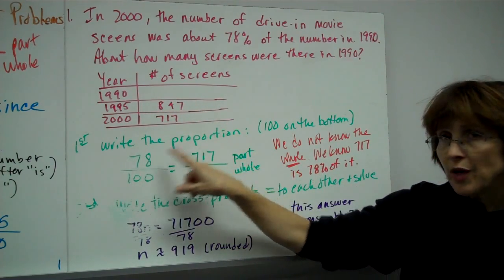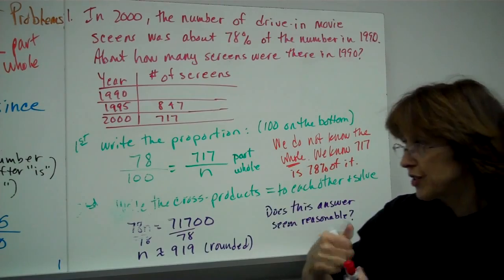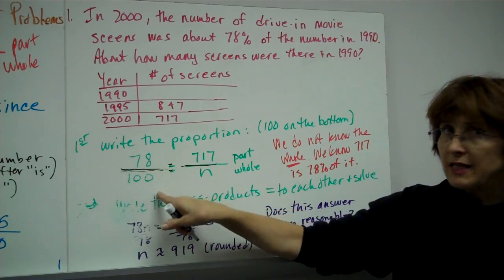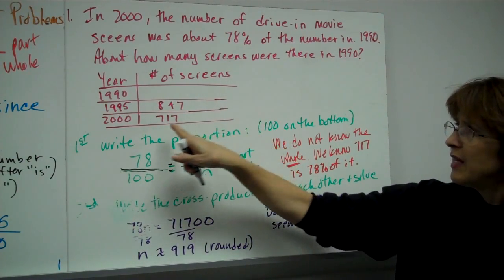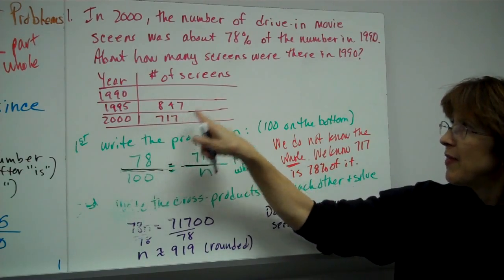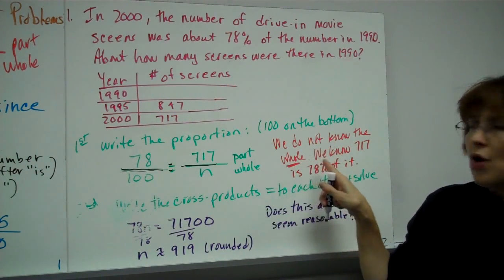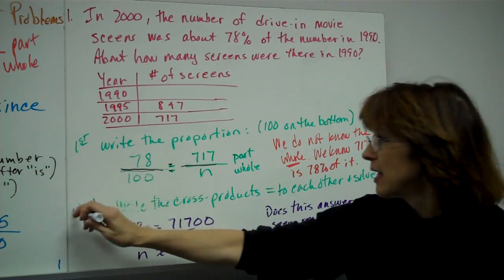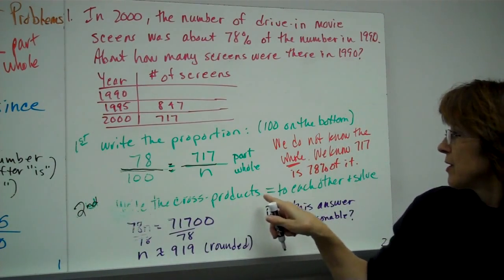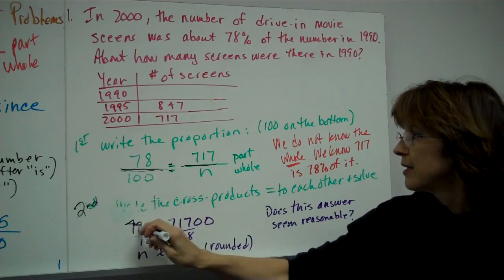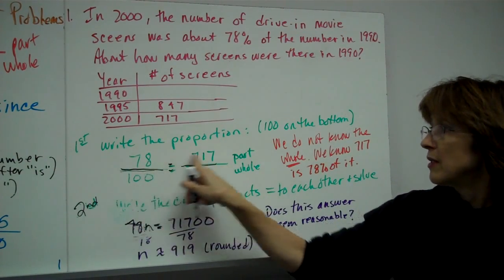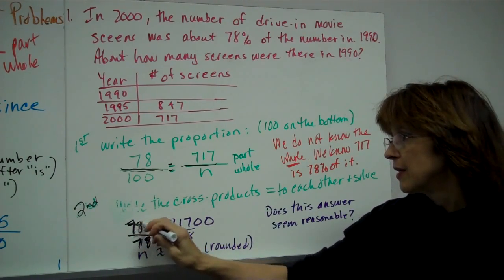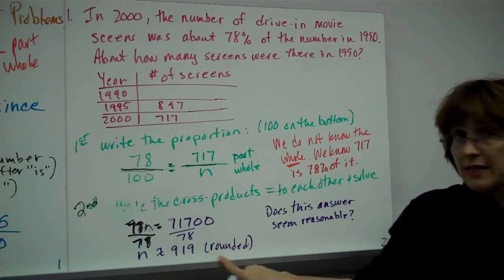Okay, so first you write your proportion, write down your skeleton, which is just the bar equals the bar, okay? And you know the 78%, you'd write that down first, that's easy. Then you got to figure out, well, I know 717 in 2000, and that's going to be the part, okay? We don't know the whole. We don't know how many total there were in 1990, and that's going to be the whole, so that's where your n goes. Okay, then the second thing, you write the cross products equal to each other. So you write that 78 times the n is going to equal this times this, which is 717 with two zeros after. Then you divide by the 78, and you end up with about 919. And that's it rounded, okay?